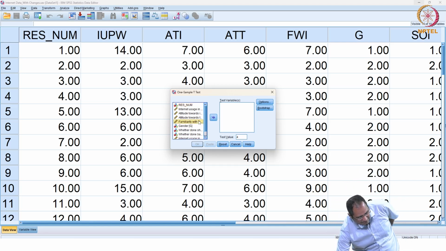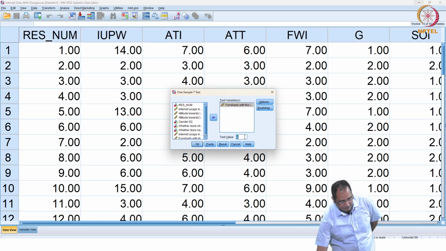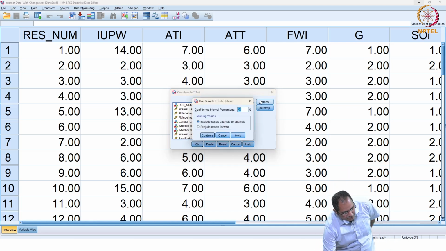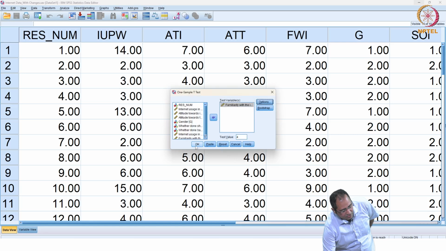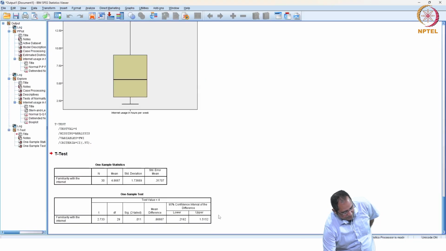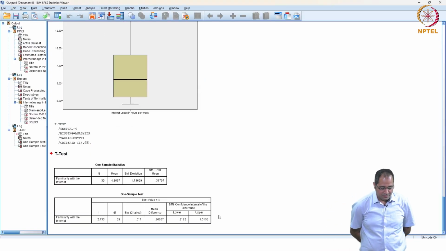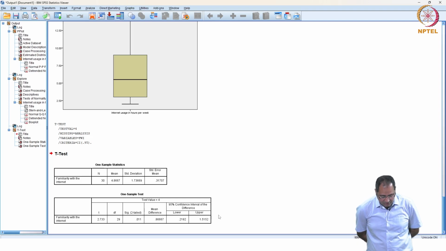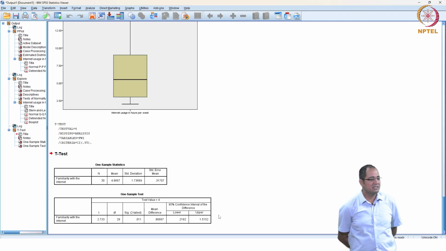So familiarity we will move into the test variable, and the test value we will keep as 4. Click Options, don't do anything with it. Confidence level is 95% and you click on OK, you will get this result. One-sample t-test. What is the two-tailed significance you are getting? Are you able to do that or shall I do it again?